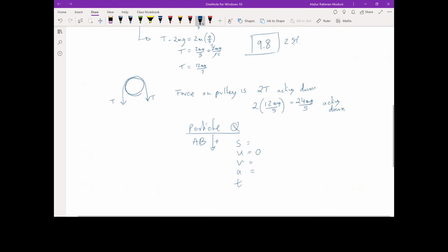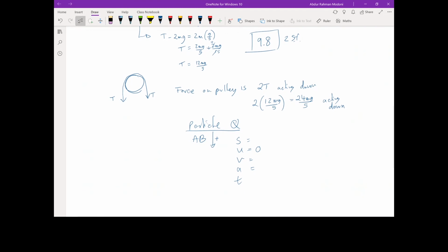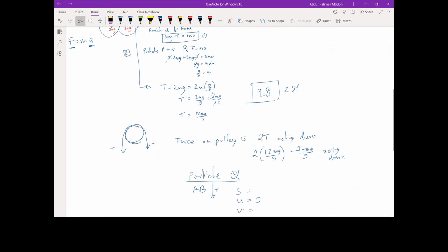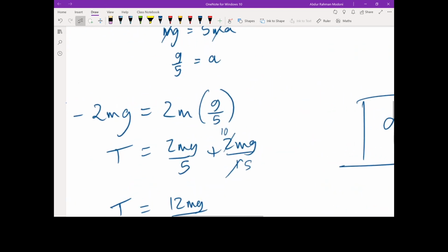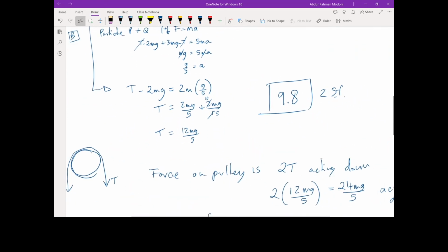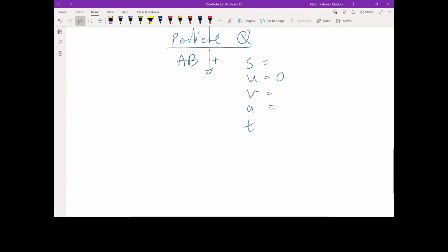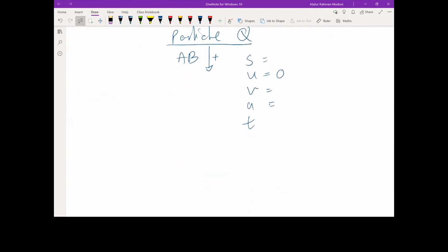No. When is it 9.8? Only if the object has no other forces acting on it. We worked it out: g over 5. Remember what we said? An object will only have acceleration g if there's no other forces connected to it, but there's a tension connected to it. So acceleration is g over 5. Positive or negative? Because we took down as positive and Q is moving downwards, acceleration is positive.